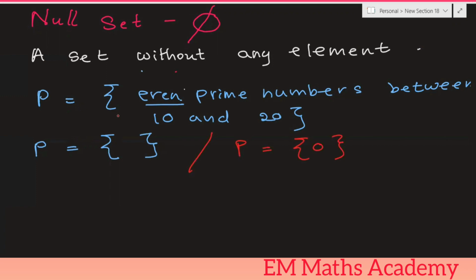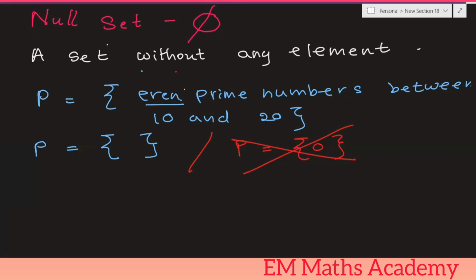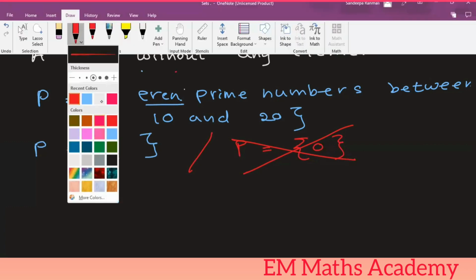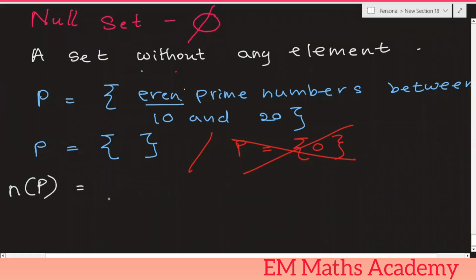Then what? Number of elements is 0. Okay? It is not denoted like this. The null set is written using the elements like this. Then we can write, if they are the number of elements, okay? Number of elements we represent like this: n, the name of the set, n(P) equals 0. This is the number of elements.